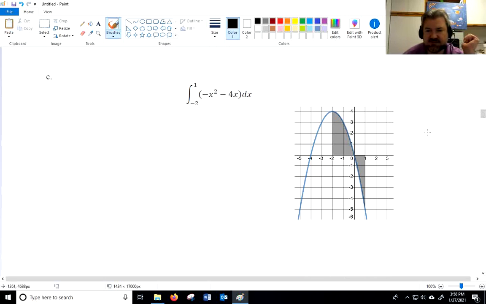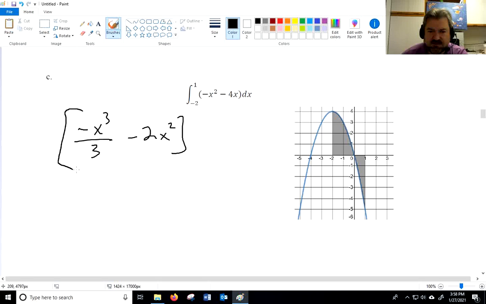All right, and on the next one here, we have a couple different areas. Looks like they're going to counteract each other. What do you think that's going to become, positive or negative? Well, looks like there's more area up here than there is down here, so that'll be interesting to find out. Let's integrate. This becomes negative x cubed over 3, and that becomes a minus 4x squared over 2, so I'll just say minus 2x squared. And we're going to do that from negative 2 to 1.